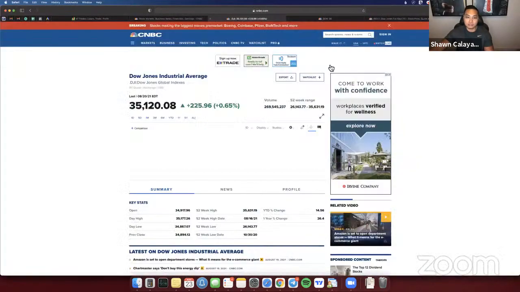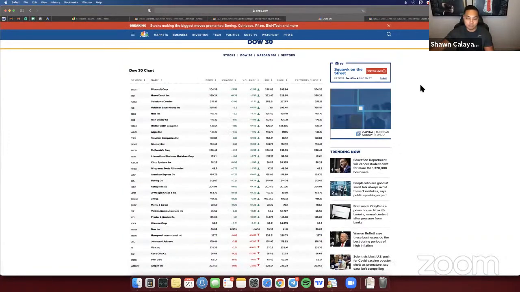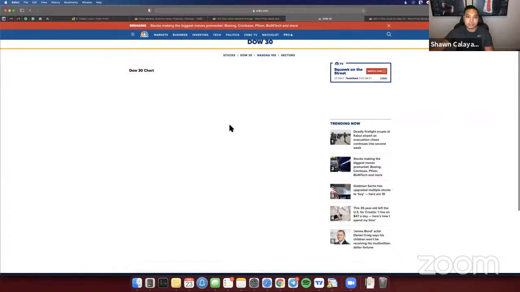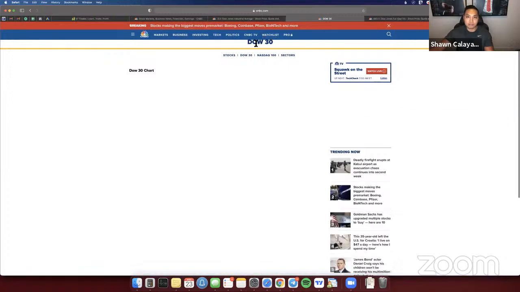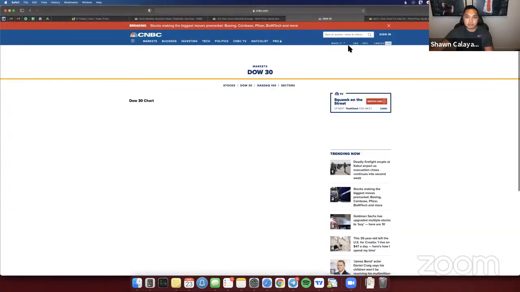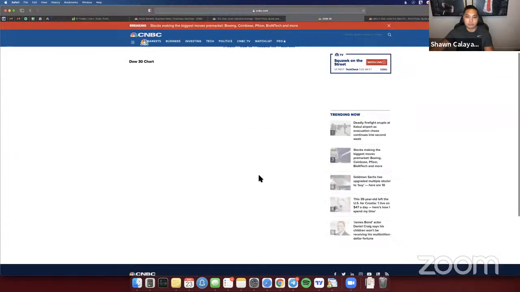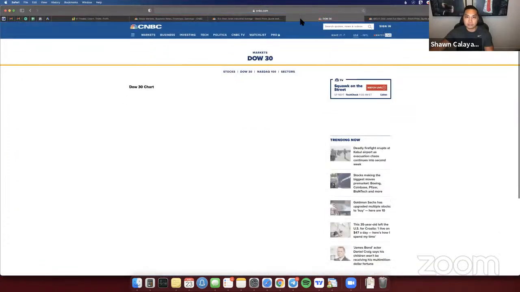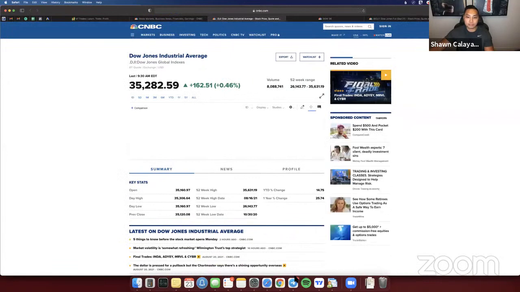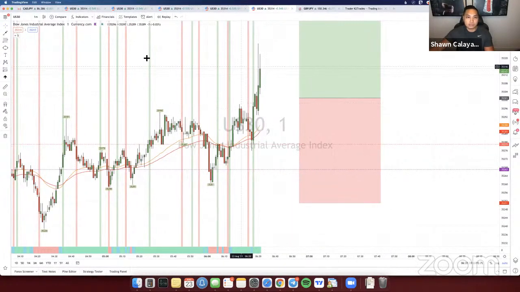Looking over here at the daily index, the daily index is currently up 171 points. Looking at the actual stock index over here, it's entirely green. It hasn't even loaded yet, but I can already tell it's going to be entirely green. It's weird, it's not even loading. All right, we'll have to come back to that later. But looking at the average over here, the average is still up 162 points.